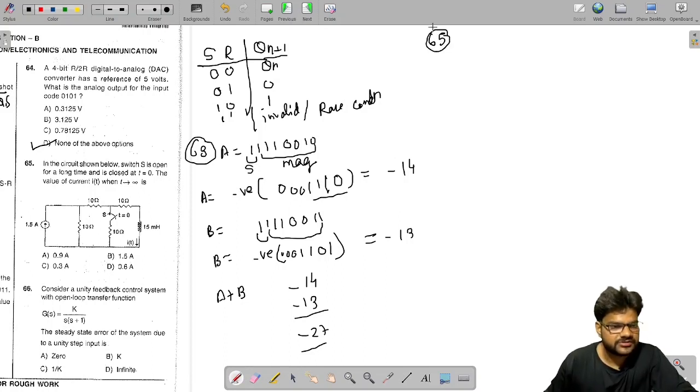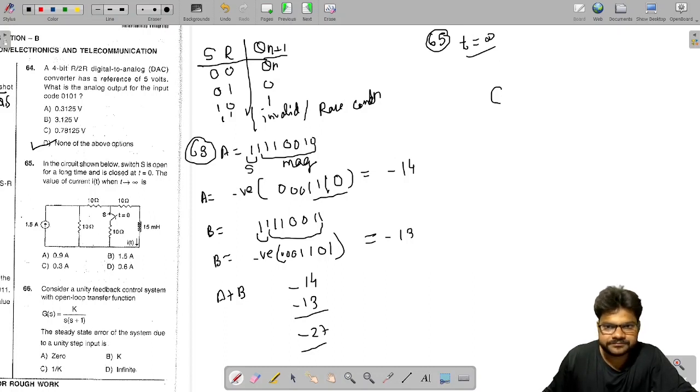So in question number 65, we are asked: in the circuit shown below, switch S is open for a long time and is closed at t equals 0. The value of current IL when t tends to infinity. So IL means the current flowing in this inductor, and we have to find that current at t equals infinity. So let's directly make the circuit at t equals infinity.